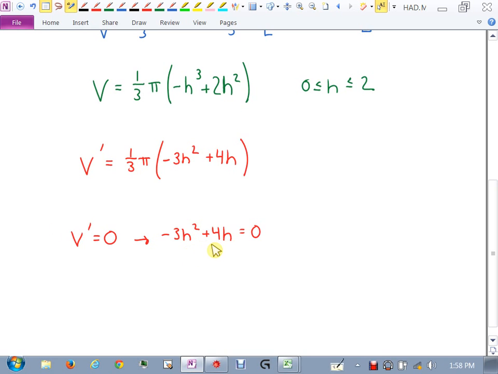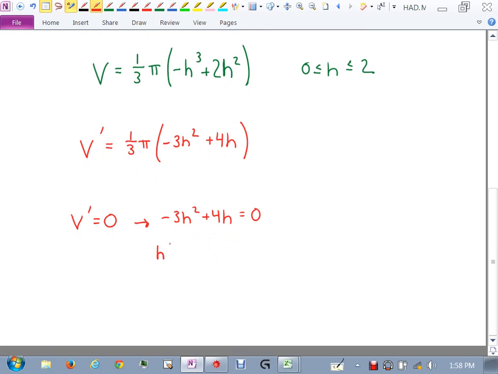So here with this one, I'm going to just factor an h out. Negative 3h plus 4 equals 0. And then set each of these equal to 0. You get h is 0, and h is 4/3.